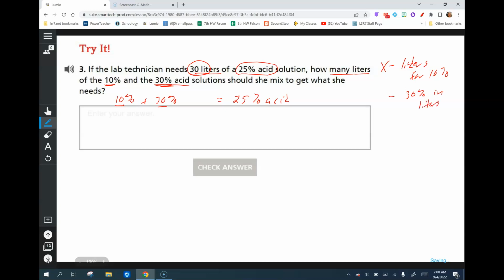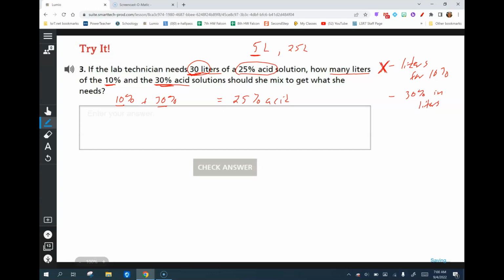Well, here's what you need to understand. Let's pretend for a second that for the 10% we need 5 liters. Well, if I have to have a total of 30 liters, what does that mean I have left over? 25 liters, exactly, because I took 30 minus what I said that I had. Now I'm saying that I have X number of liters.